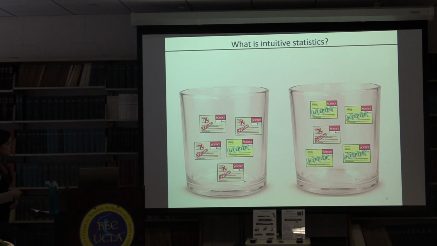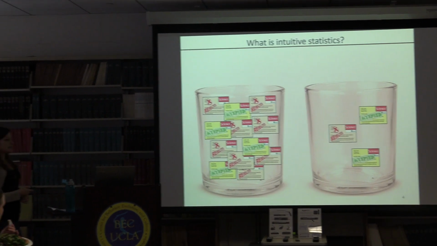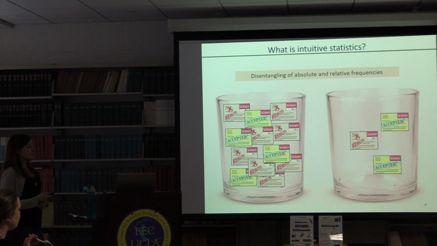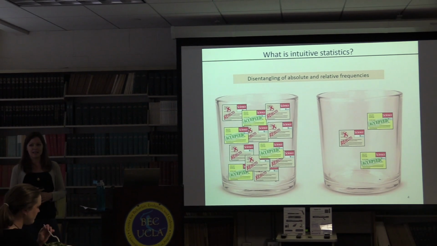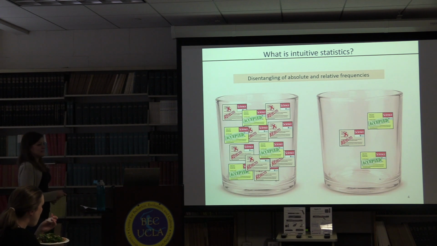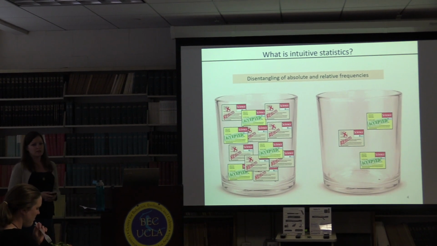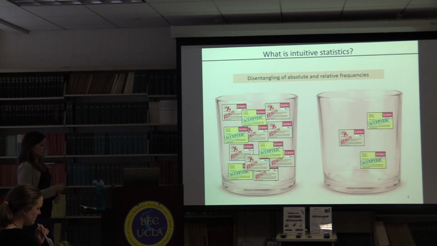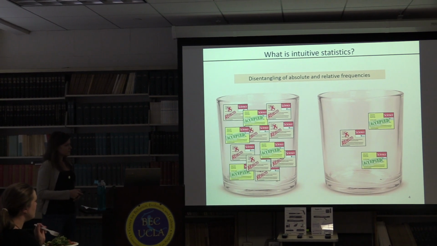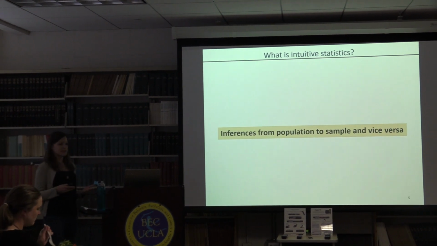So this was easy. Now look at this here. Here it gets a bit more tricky, right? Because here absolute and relative frequencies of acceptance letters are disentangled. Even though there are absolutely more acceptance letters in the population on the left side, if you pay attention to the proportions, then you see it's still more likely to get an acceptance letter as a randomly drawn sample out of the population on the right side. And this is intuitive statistics.